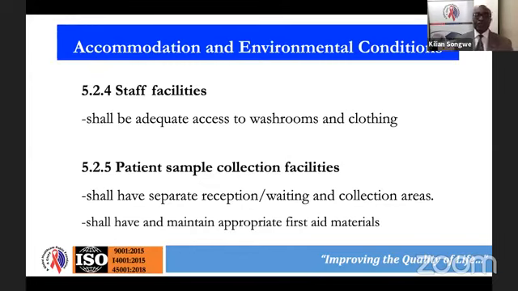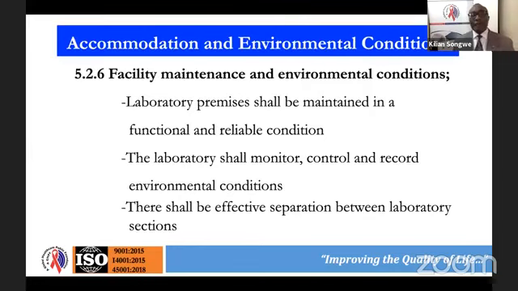There needs to be space for them to do that, a place for them to sit down and have a good hot coffee or something of that nature. Patient sample collection, as I said earlier on, the standard is very clear that there shall be a separate reception and waiting area for specimen collection. This again just ensures that the patient can enjoy confidentiality in a time when they need the most amount of care possible. And it also addresses the issue of first aid in that environment.